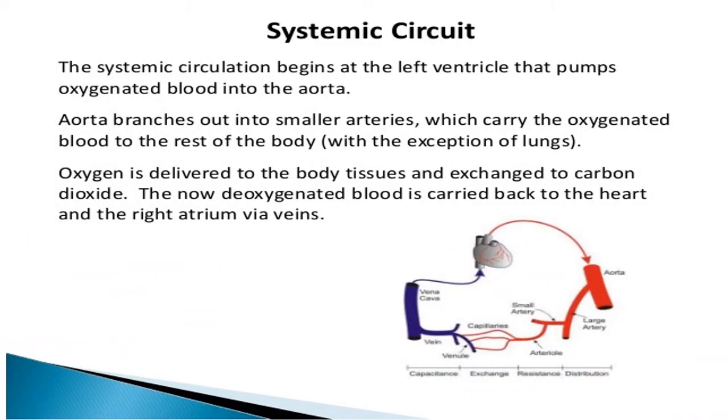Systemic circuit. The systemic circulation begins at the left ventricle that pumps oxygenated blood into the aorta. The aorta branches out into small arteries which carry the oxygenated blood to the rest of the body. Oxygen is delivered to the body tissues and exchanged for carbon dioxide. The now deoxygenated blood is carried back to the heart and the right atrium via veins.